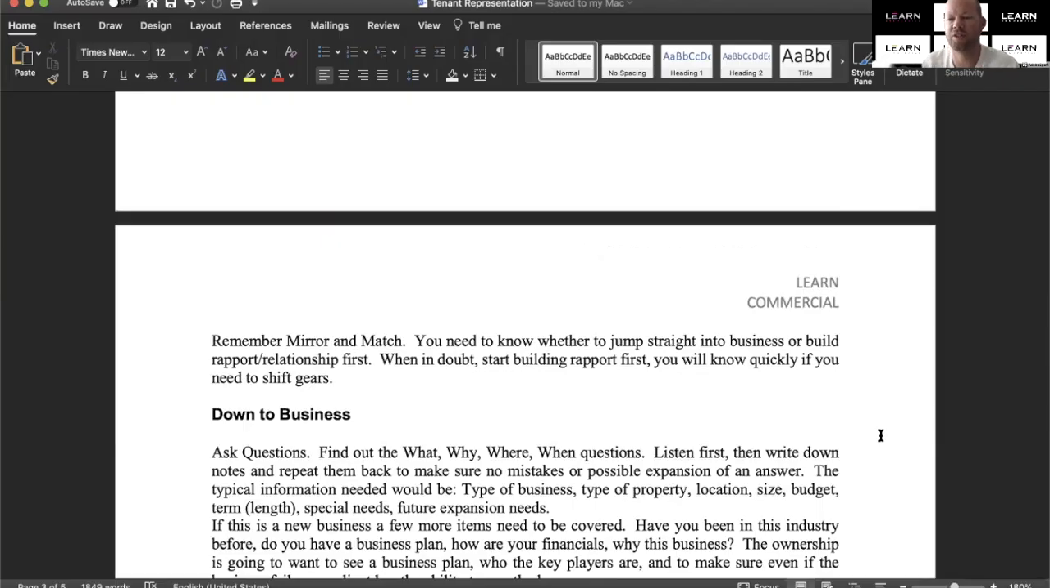Remember, mirror and match. You need to know whether to jump straight into business or build rapport relationships first. When in doubt, start building rapport first. You will know quickly if you need to shift gears, right? Start with the forward, family, occupation, all that fun stuff if you need to, but shift gears quickly if you realize you're talking to an alpha.